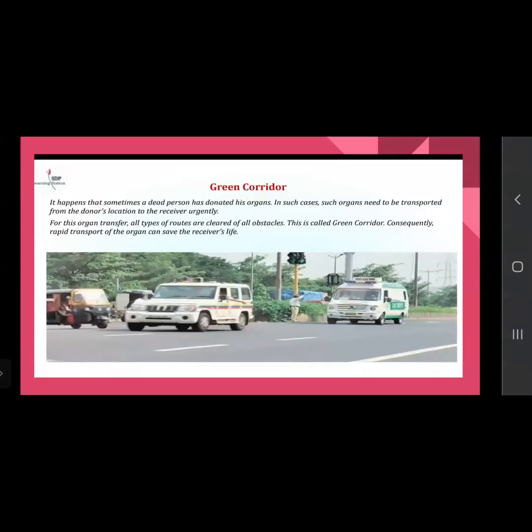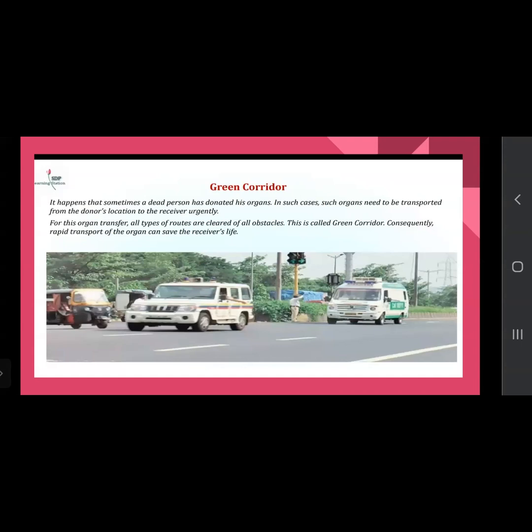Now, green corridor. What is a green corridor? It happens that sometimes a dead person has donated his organs. In such a case, the organs need to be transported urgently from the donor's location to the receiver. You must have heard this before, that a person donates his organs before his death. Such organs have to be transported immediately to the receiver.